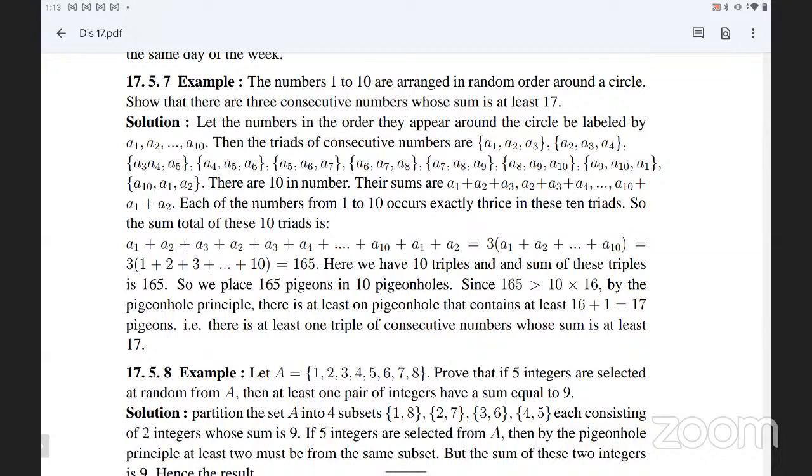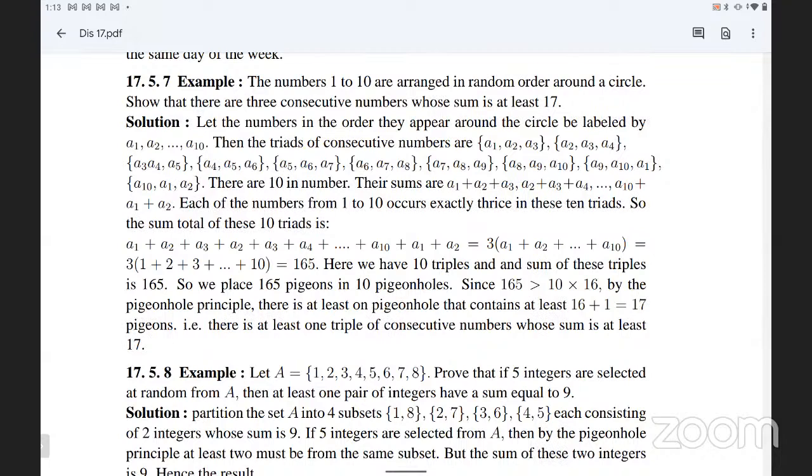So place the 165 pigeons in the 10 pigeonholes. Since 165 is greater than 10 times 16, by the pigeonhole principle at least one pigeonhole contains 16 plus 1, equal to 17.